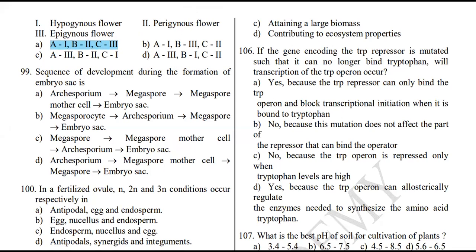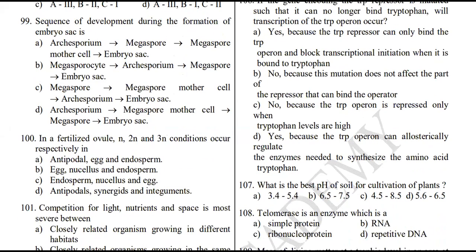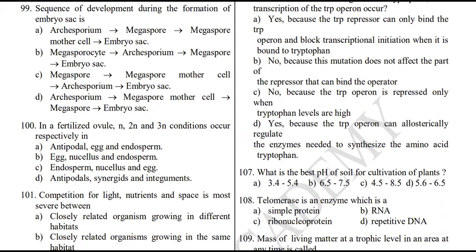Yes. The next question: the sequence of development during formation of the embryo sac is given here. So we have to understand how an embryo sac is actually formed. Let's write this. There's going to be the archesporium, which is a female reproductive part, and inside the archesporium there's going to be the megaspore mother cell. Even for the microspore mother cell we write MMC, but please remember mega means larger. Usually the female gametes are larger.